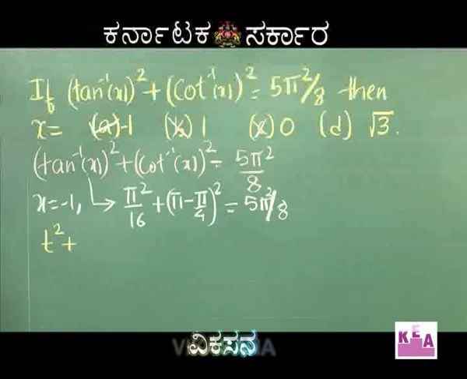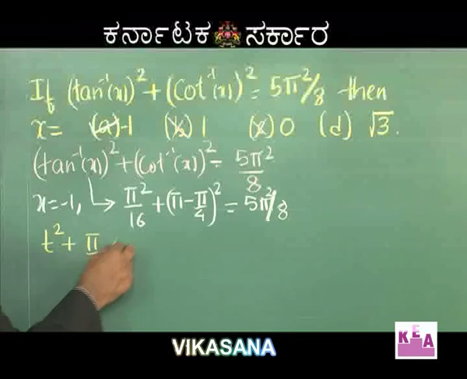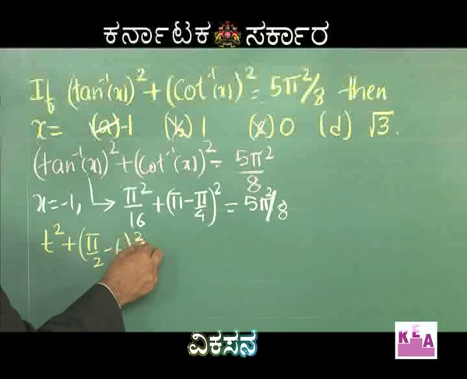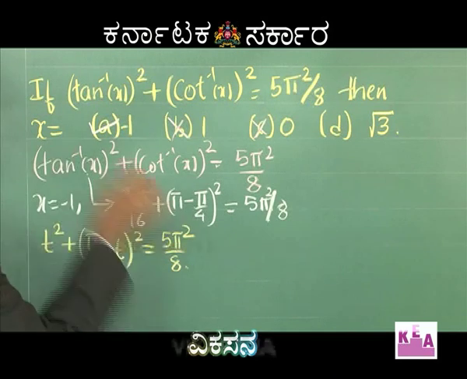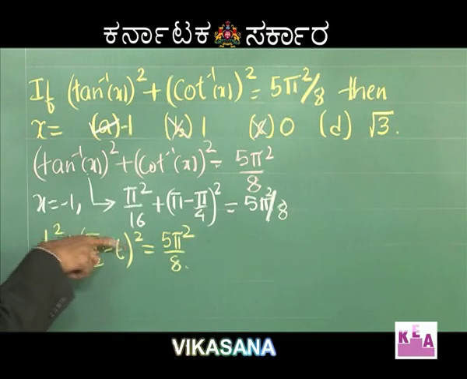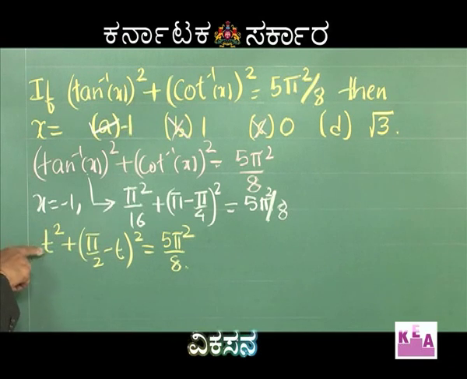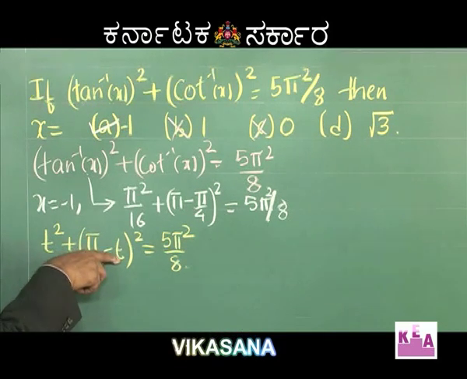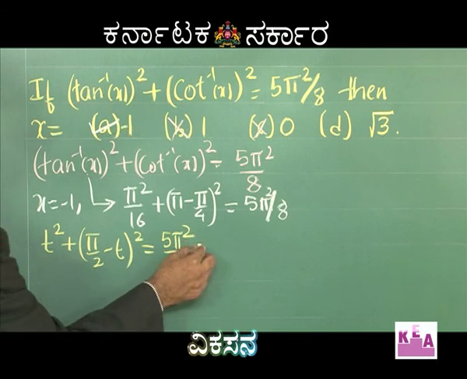pi by 2 minus tan inverse of x. So I'll write it as pi by 2 minus t, pi by 2 minus t whole square. I hope you're following this. This is 5 pi square by 8. Do you agree with me? Right? Now, what is the value of t? You have to expand this. Or straight away you can substitute minus pi by 2. The reason is, this is pi square by 8, pi by 2 plus pi by 4. That is 3 pi by 4, and 3 pi by 4 whole square will clearly give you 5 pi square by 8.